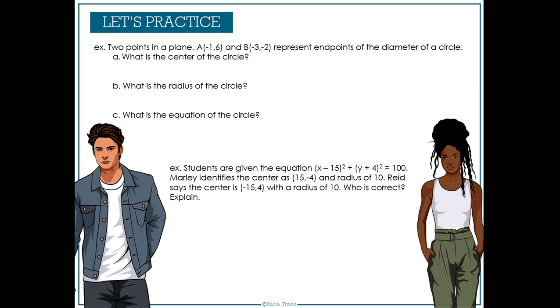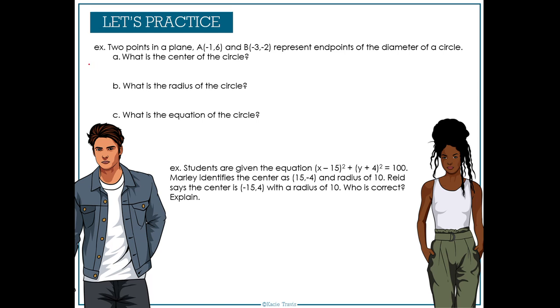All right. First off, they give us 2 points that are on a plane, and they represent the endpoints of the diameter of a circle. So, how do we find the center here? To find the center, we've got to find the middle of these two. And then we'll be able to figure out some other things. So, let's first find our middle. To find the middle, we take the midpoint formula.